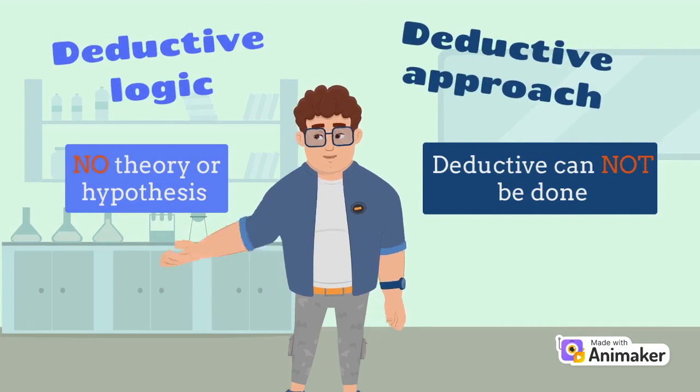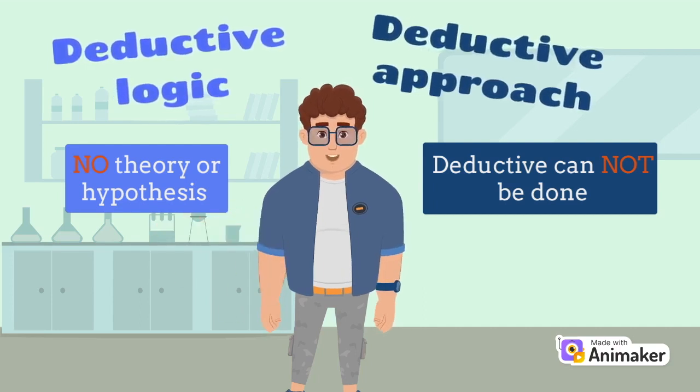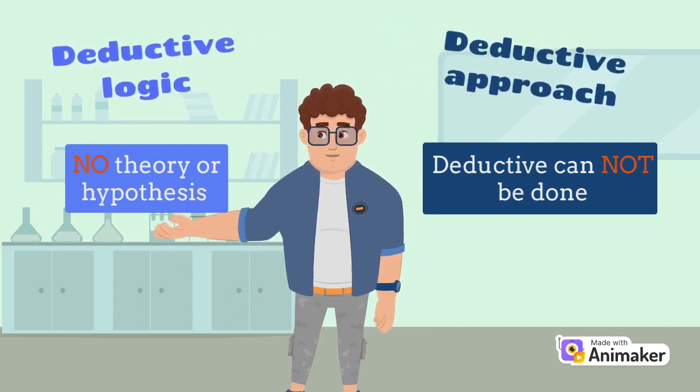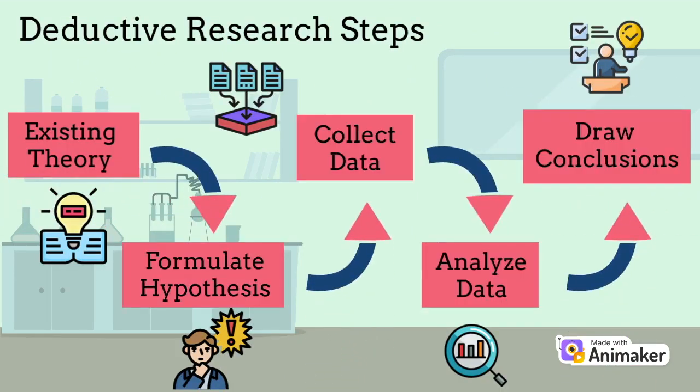You need to start with a theory before you can perform deductive research. Testing these theories is part of deductive reasoning. If there is no hypothesis, deductive research cannot be done. There are 5 steps to deductive reasoning. These 5 steps include examining the existing theory, formulating a hypothesis, collecting data, analyzing data, and lastly, making conclusions such as failing to reject or rejecting the hypothesis.